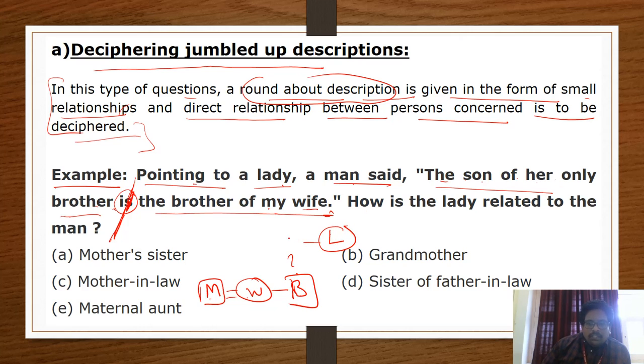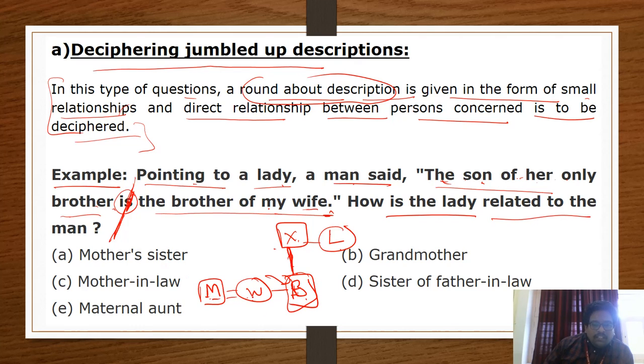A lady has only one brother, let's say X, and that brother's son is B. I'll repeat again: the son of her only brother. The lady's only brother's son is, who is this person? My wife's brother. So this is a common point here. Now the question is, how is the lady related to the man?